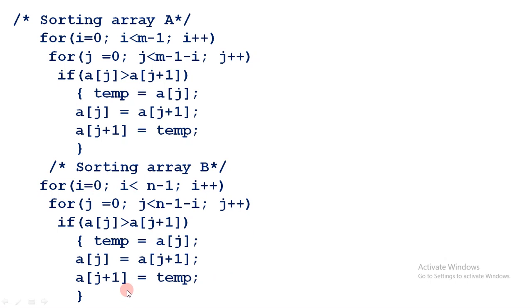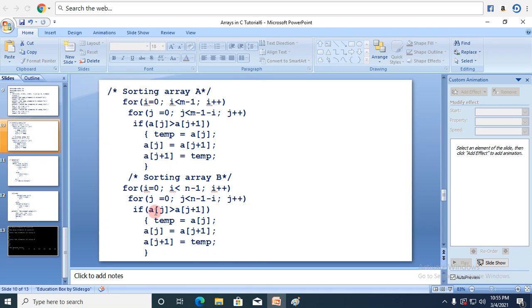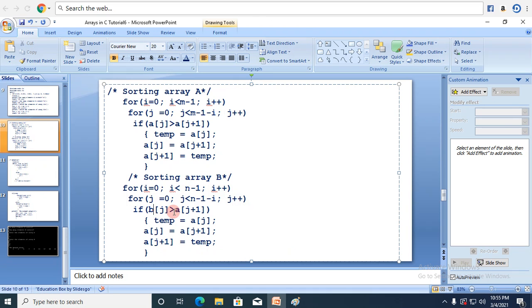So what comes out after this for loop is sorted array A with m number of elements. And after this, what comes out is sorted array B. Of course, this should be made as B. Sorry, this should be made as B. Okay, the B array. So what comes out after this?